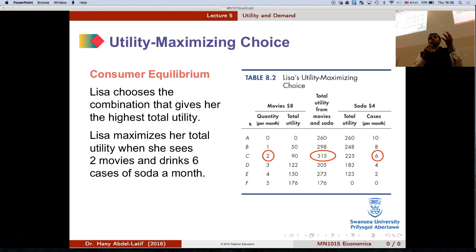So she will buy 6 cases and watch 2 movies per month. In that case, she'll spend all her income, $40. The price of a movie is $8. The price for soda is $4, and that means she's at some point on her budget line. So that's the just affordable combination. She can't buy more than that, or she shouldn't buy less than that if she wants to maximize her utility or her satisfaction. Any questions?